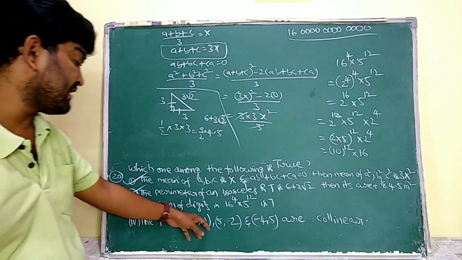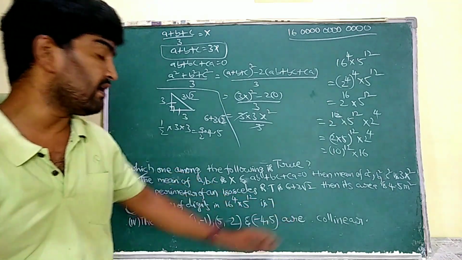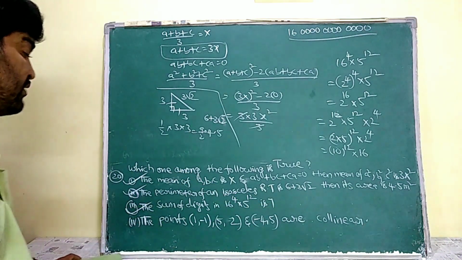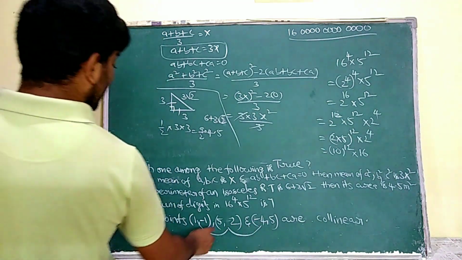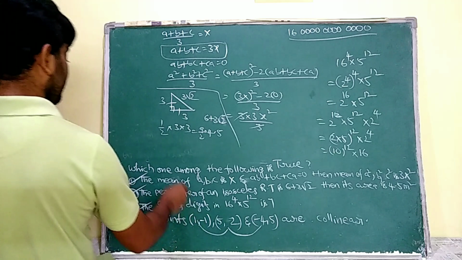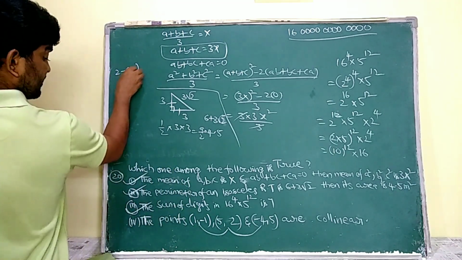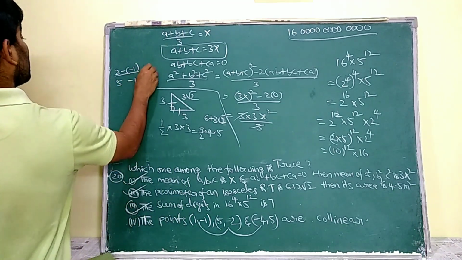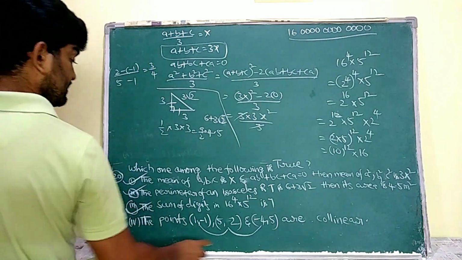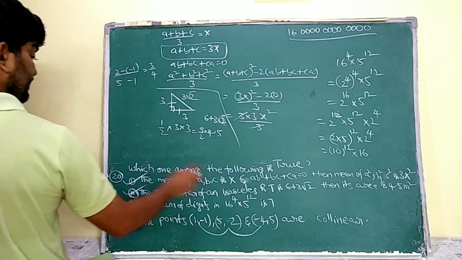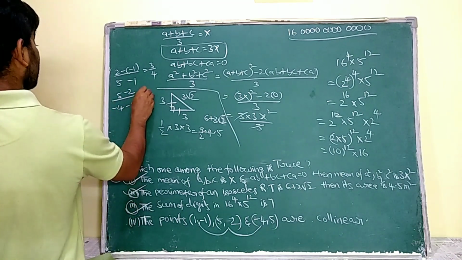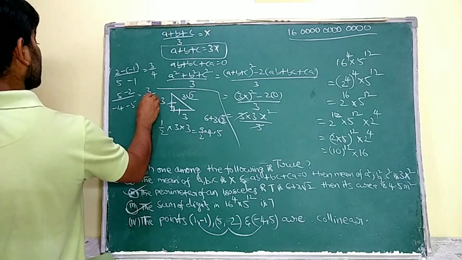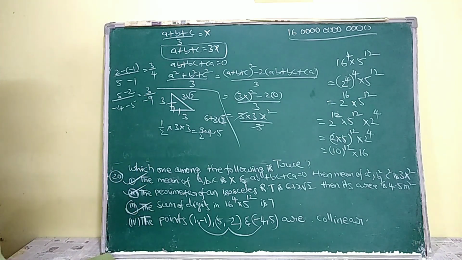The points (1, -1), (5, 2), (-4, 5) are collinear, it is saying. If these 3 points are collinear, then the slope of these two is equal to the slope of these two. Find the slope of these two, y2 minus y1: 2 minus of -1 by 5 minus 1, that is equal to 3 by 4. Then find the slope of these 2 points, y2 minus y1: 5 minus 2 by -4 minus 5, that is 3 by -9. So it is false. These 3 points are not collinear.